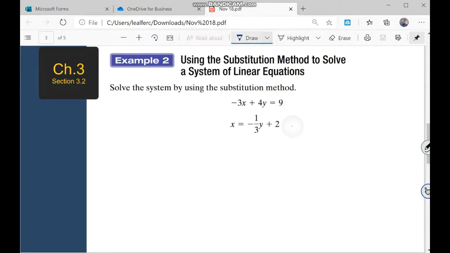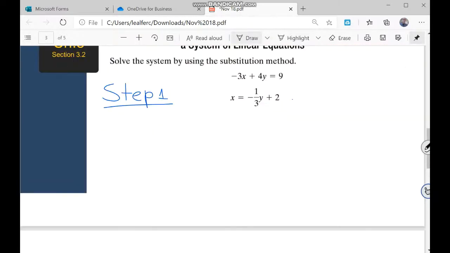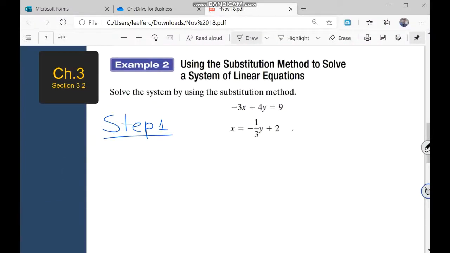Applying here the step by step, we will start with step number 1. We can start with any of both equations. We can decide which equation to start with, and remember what step number 1 is about. Step number 1 is about isolating one of the variables from one of the equations. So let's choose the equation that's better to work with to isolate one of the variables. And if it's already isolated, we can choose it.